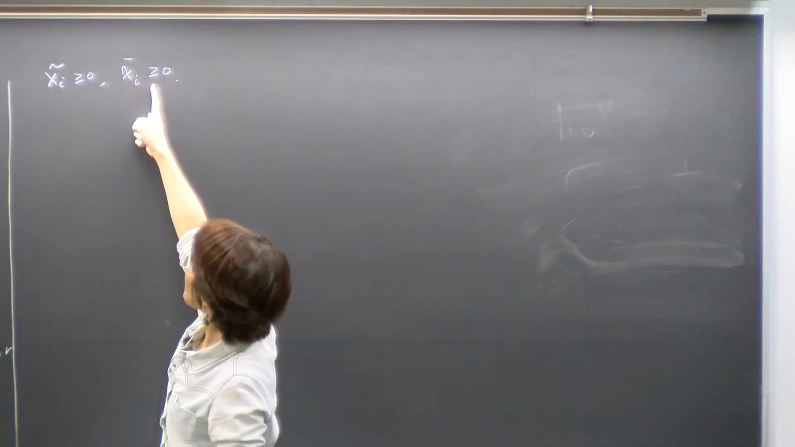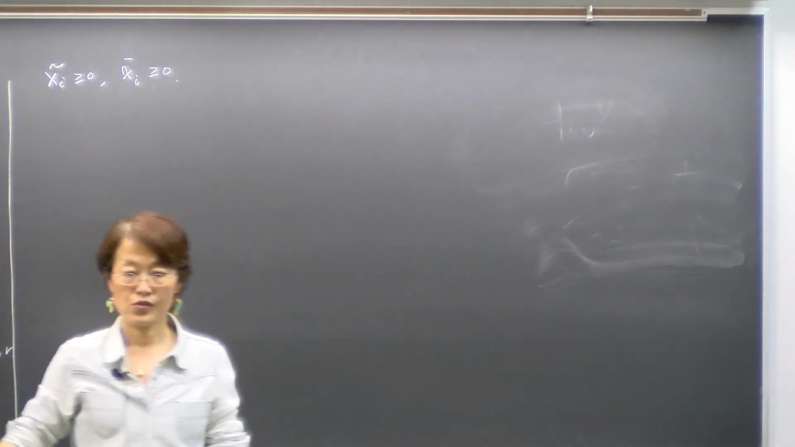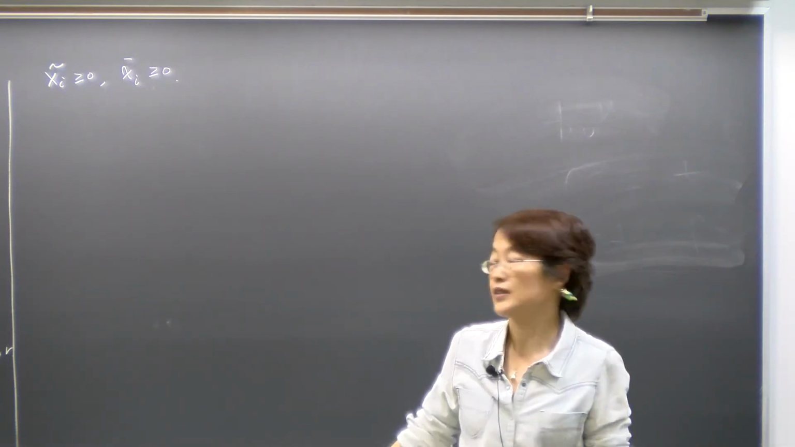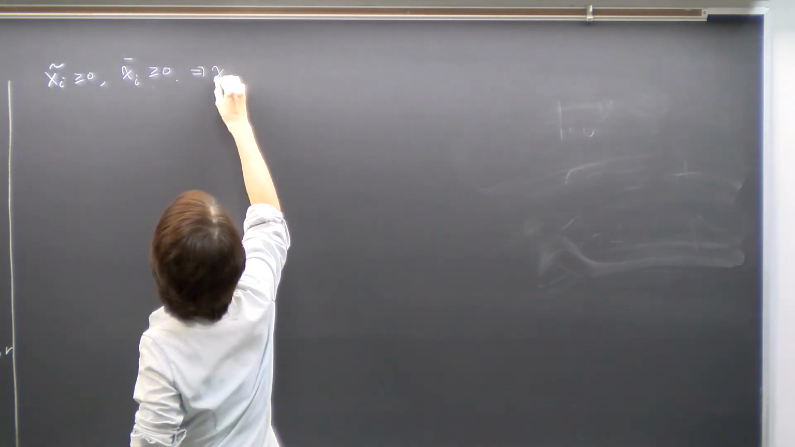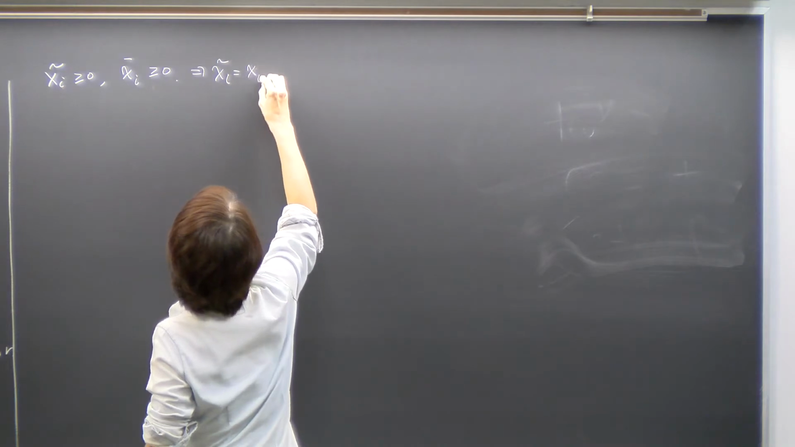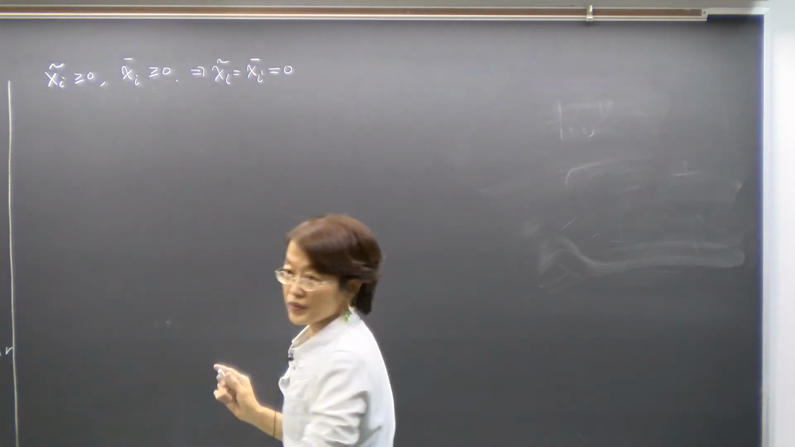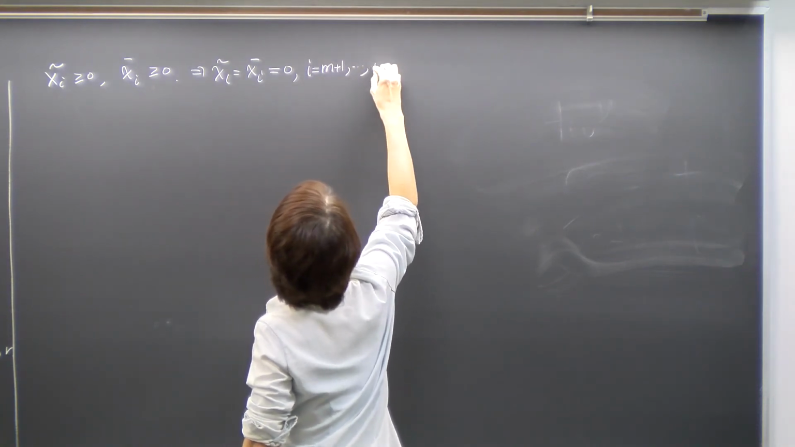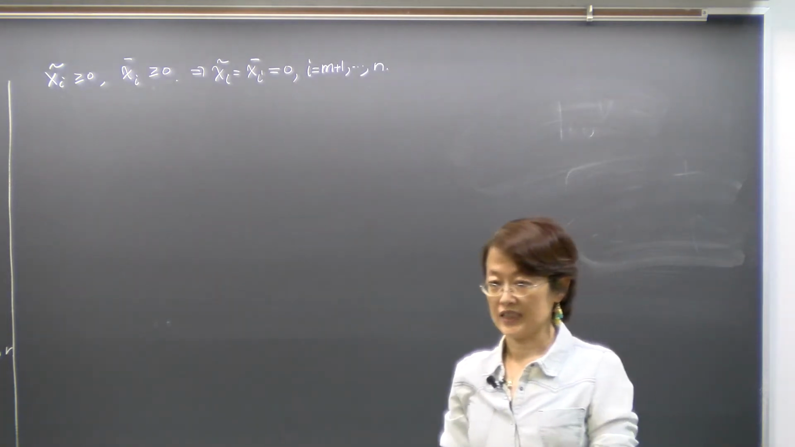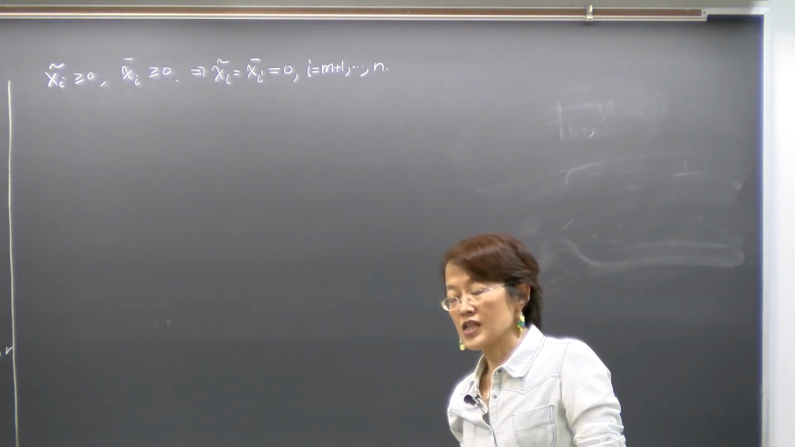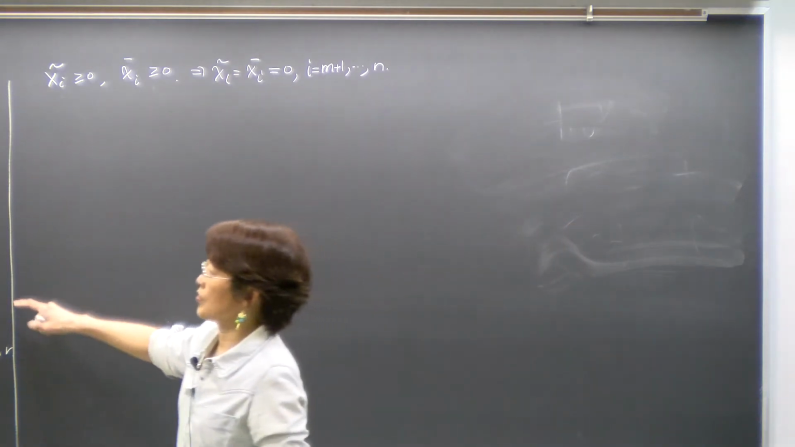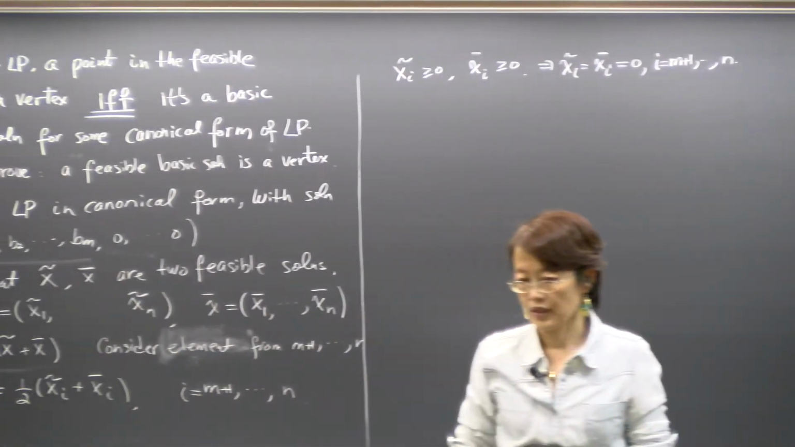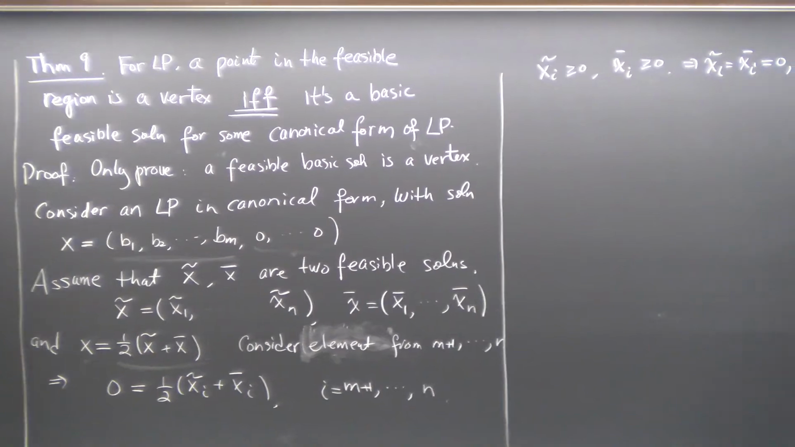If none of this is negative and they add up to be 0, what do they have to be? All zeros. Agree? Then we'll have xi tilde equals xi bar equals 0, for all these i from m plus 1 to n. Is that clear? So these two are not just random feasible solutions. They are feasible solutions where all the non-basic variables are 0.